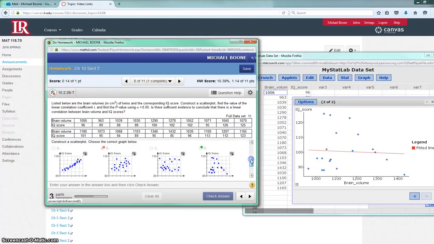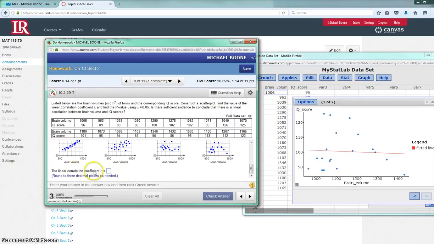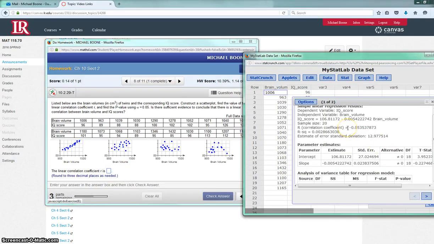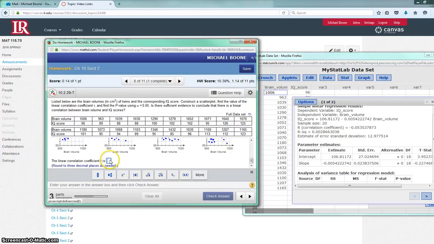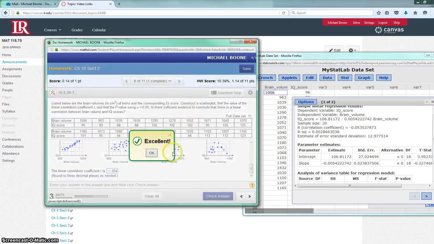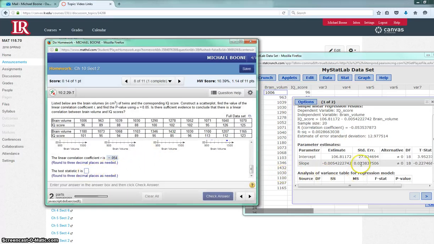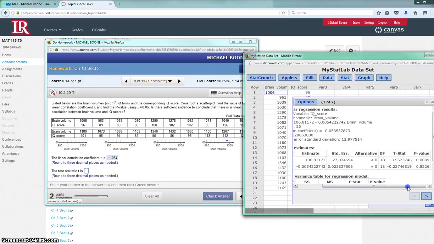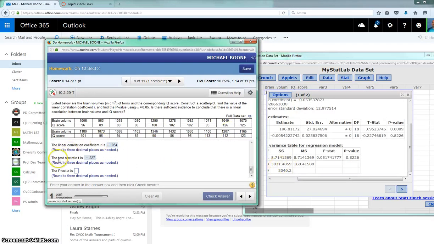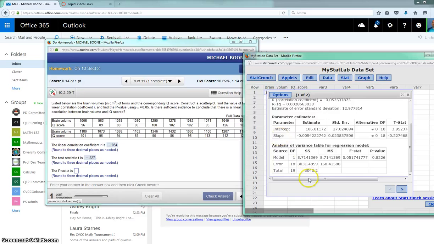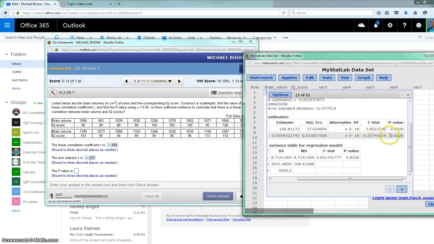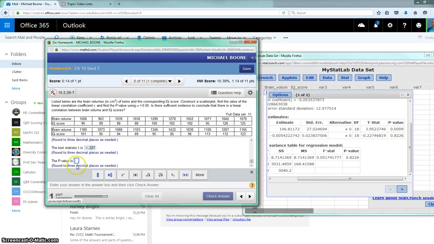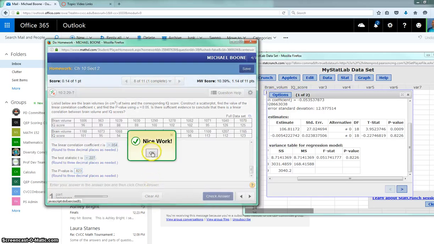Maybe this one. Oh, already checked, good. The linear correlation coefficient R is negative 0.054. Then the test statistic t. So when we're looking at this one, the test statistic is found, if we look at our slope, we're going to see how well our slope matches up. So our test statistic is negative 0.227, and then its p-value is 0.823. Again, that's rounded to 3 decimal places.